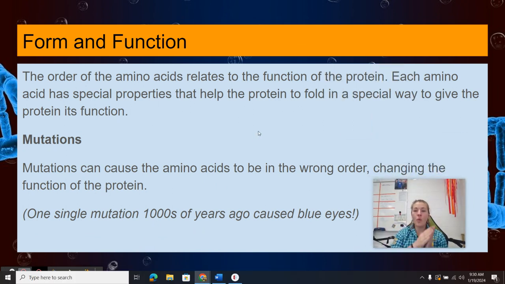So the order of the amino acids that we have actually determines the physical shape of the protein. The shape of the protein means that it's going to be able to do a certain job. I like to think of this with shoes.